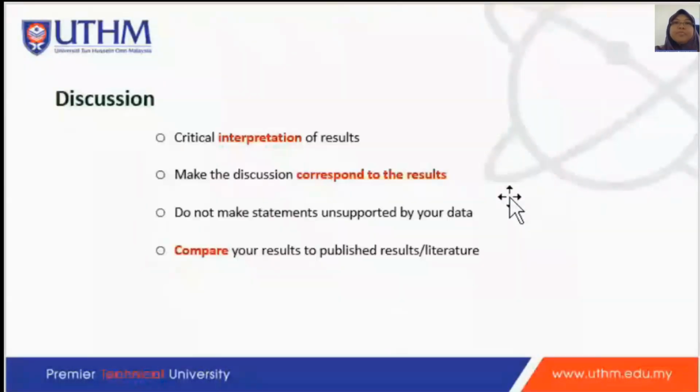Alright, in the discussion, we have to ensure all these main points in your script. Critical interpretation of results: make the discussion correspond to the results. Do not make statements unsupported by your data, and compare your results to published results, or literature, that is.